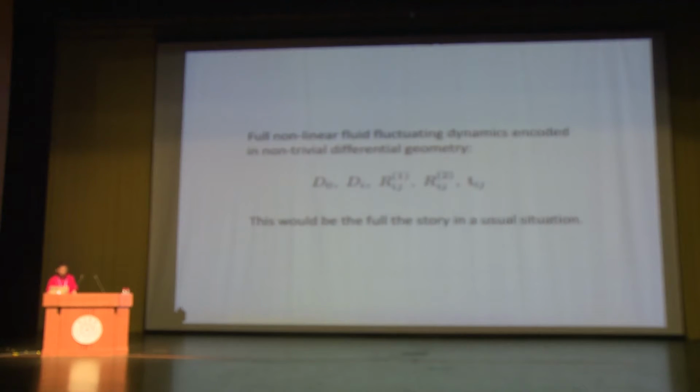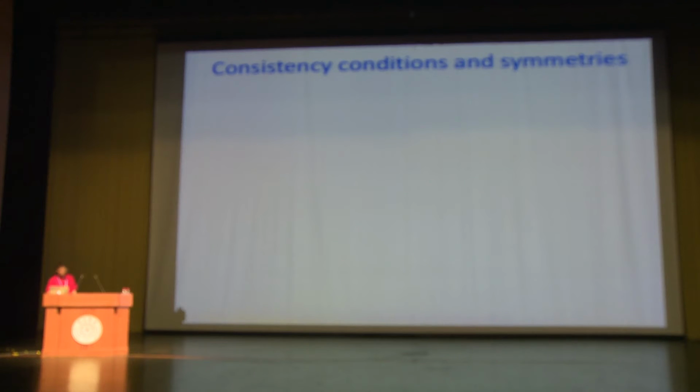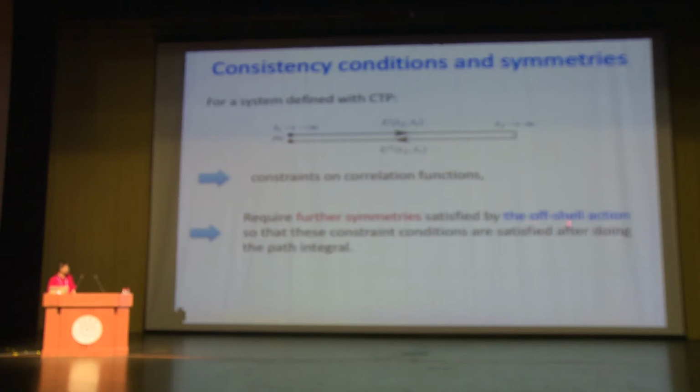And this will be the full story in the usual situation. But here we are considering a system defined on a closed time path. For any system defined on the closed time path, there are some global constraints on the correlation functions, just because the system is defined on this kind of path. So that means we have to impose additional symmetries on your effective action, so that these constraints due to this closed time path are satisfied after you do the path integral.